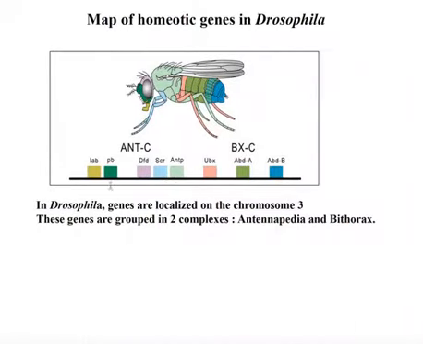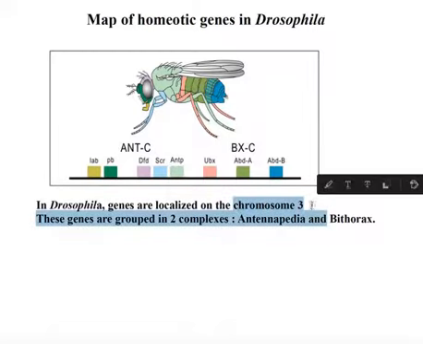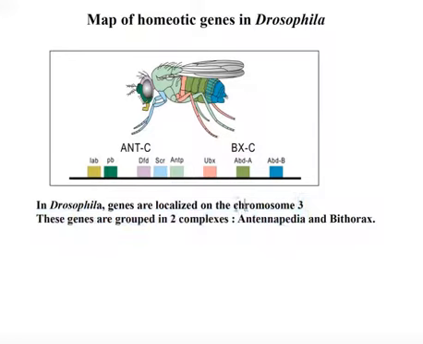So in Drosophila, the homeotic genes are localized on chromosome number 3. I remind you that in Drosophila we have 4 pairs of chromosomes. So on chromosome 3 we have these homeotic genes, which are grouped in 2 complexes. The first complex is called Antennapedia or Antennapedia C, and the second one is called Bithorax C.